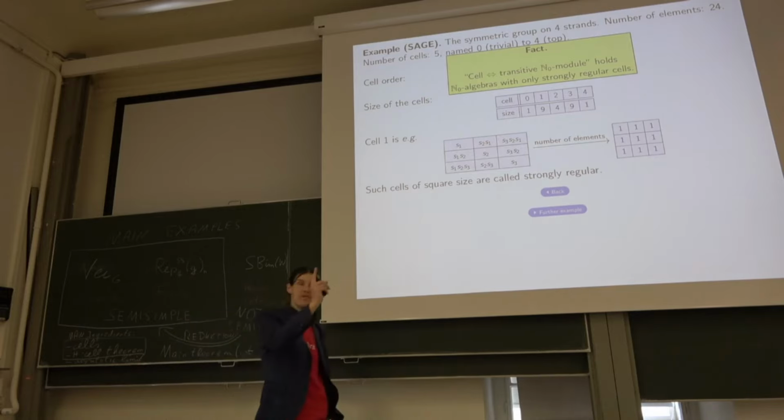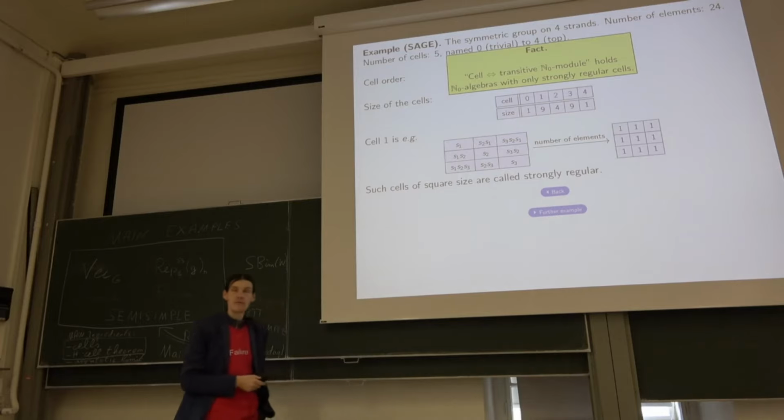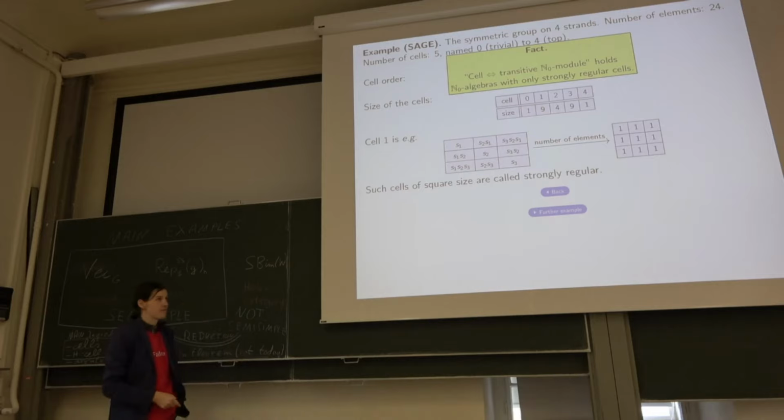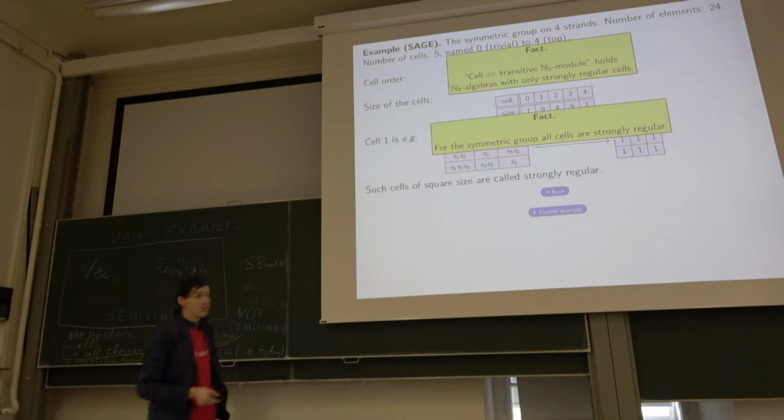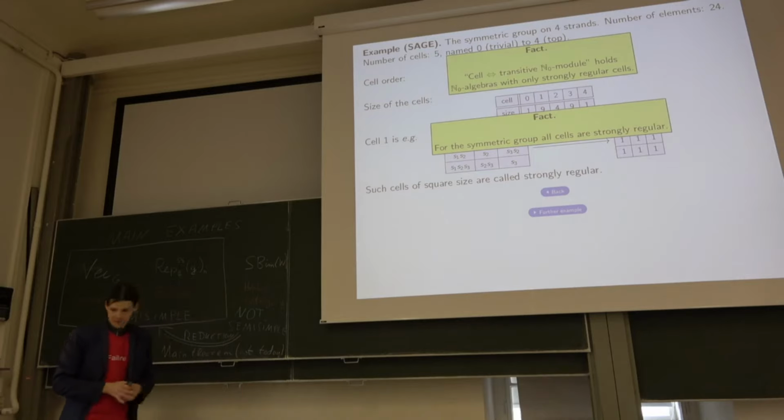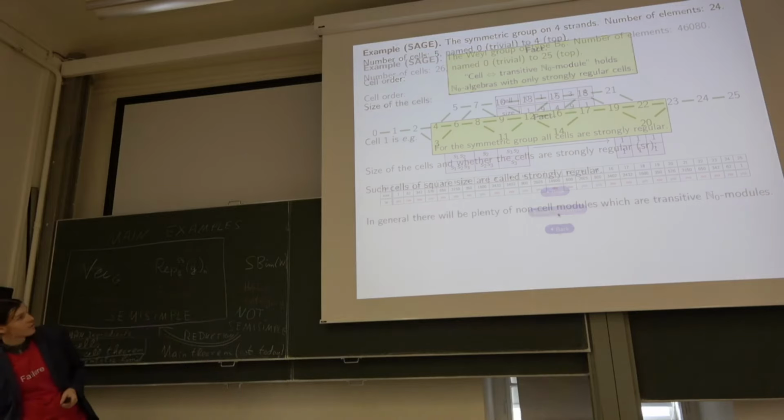S4 has 4 simples, remember, just given by partitions, and that's the corresponding partition for the cell. So each cell has a unique associated symbol. That's a simple module you can read off here. Yeah, for the symmetric group, all are strongly regular, but in general, this is horribly false.